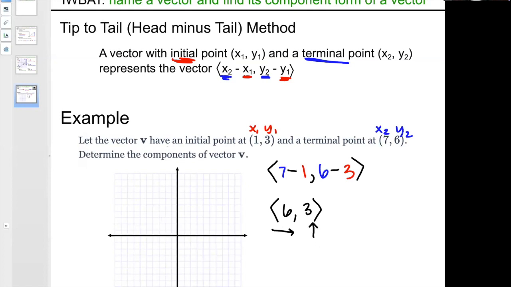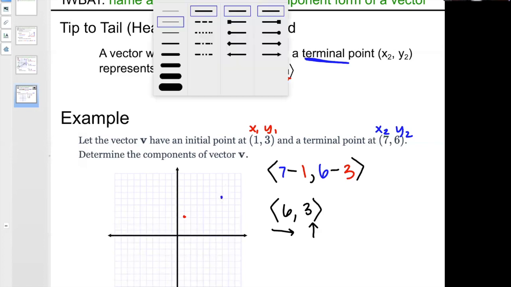So let's go ahead and graph these 2 points and check to make sure. So first point is 1, 3. And then terminal point is 7, 6. 1, 2, 3, 4, 5, 6, 7. 1, 2, 3, 4, 5, 6. Okay, so there's our 2 points.